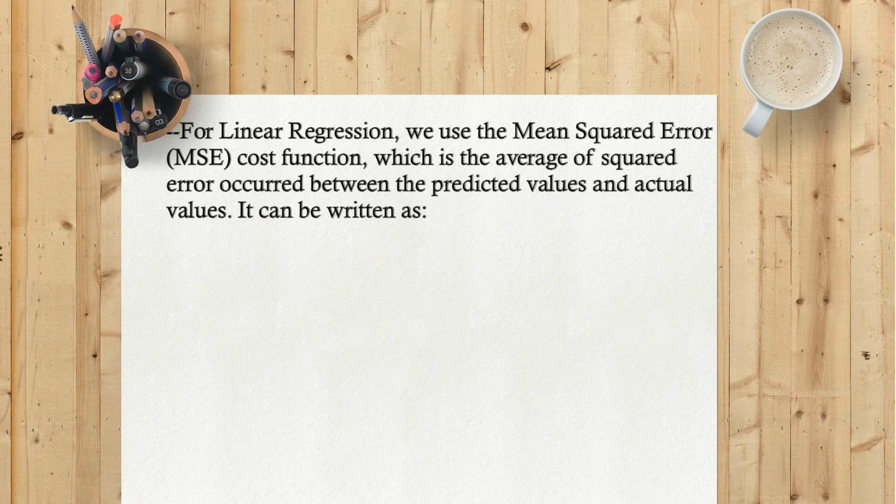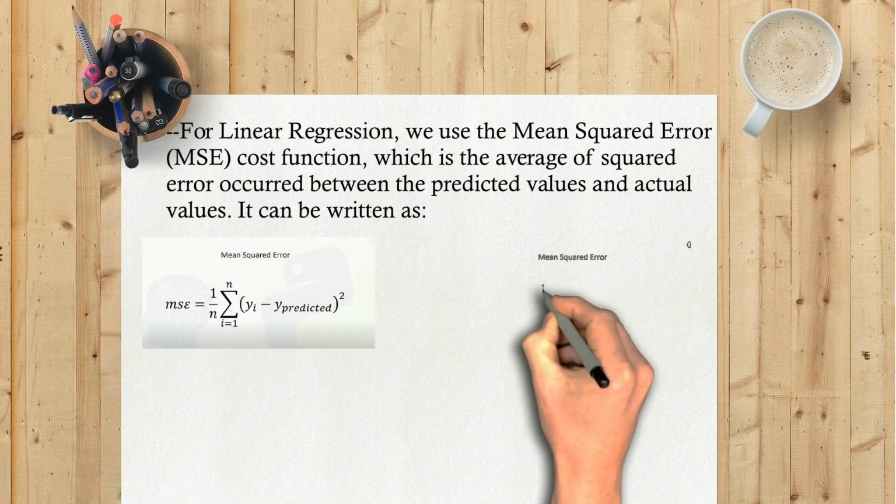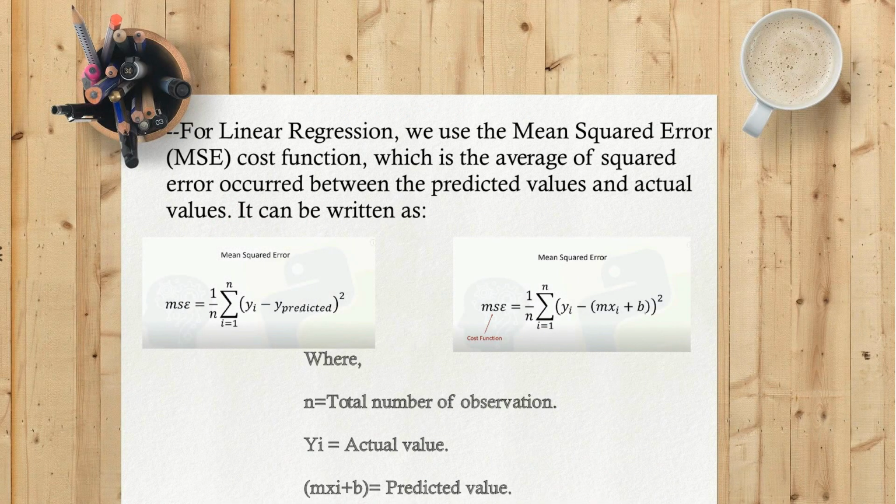For linear regression, we use the mean squared error, MSE, cost function, which is the average of squared error occurred between the predicted values and actual values. It can be written as, for the above linear equation, MSE can be calculated as, where n equals total number of observations, y equals actual value, mxi plus b equals predicted value.